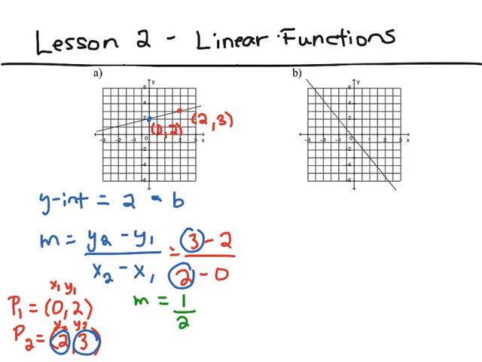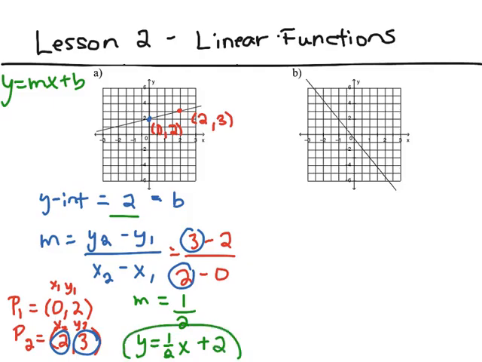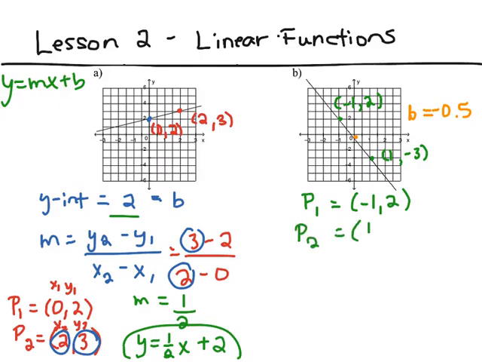So when we put it into y equals mx plus b, this equation is y equals 1 over 2 x plus the y-intercept, which is 2. So there's an equation for that line. For this one, our y-intercept is b, which is at negative 0.5. Now we're going to choose 2 points, so I'm going to choose this point right here at -1 and 2, and this point right here at +1 and -3. So point 1 is equal to -1 and 2, and point 2 is equal to 1 and -3.